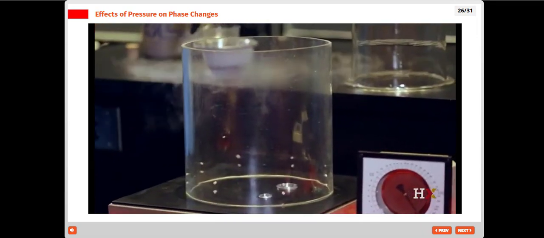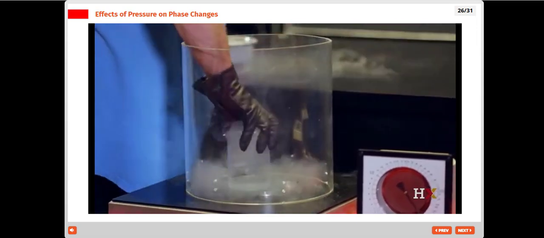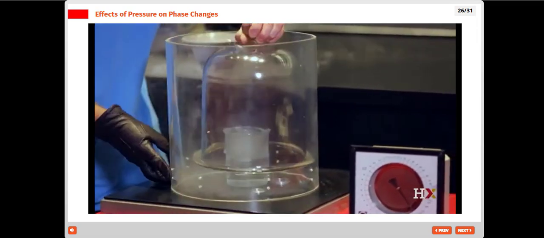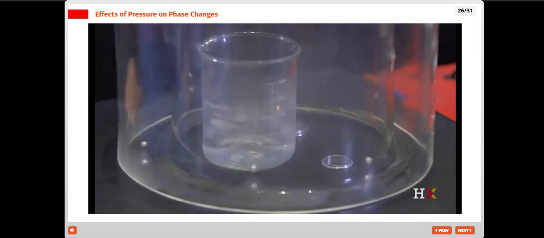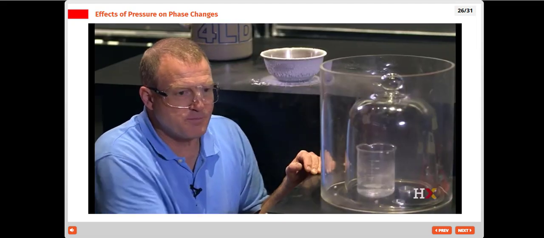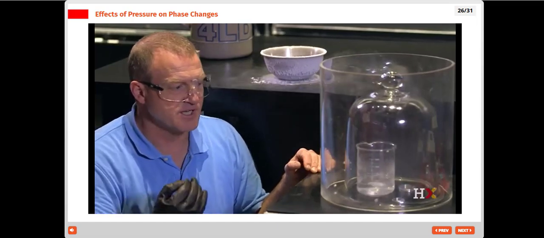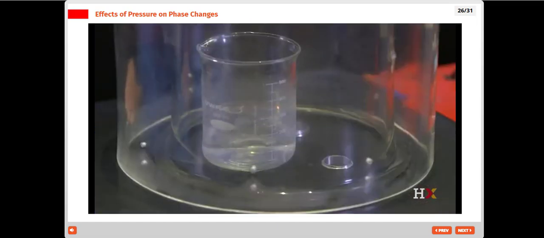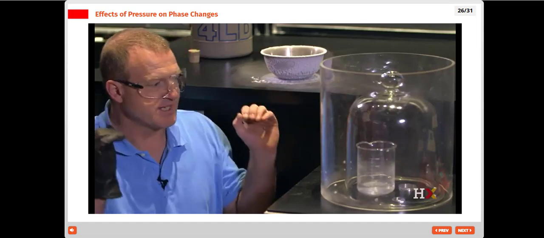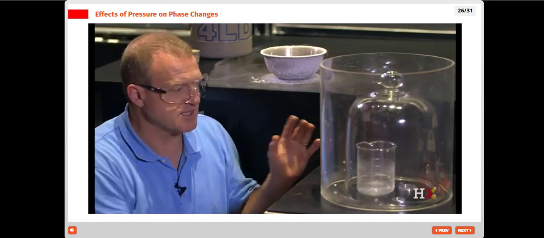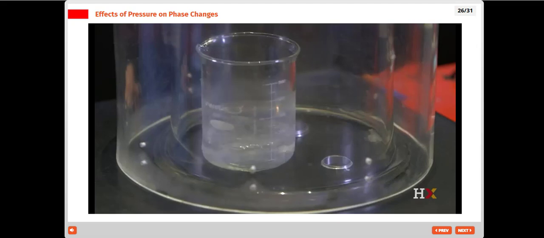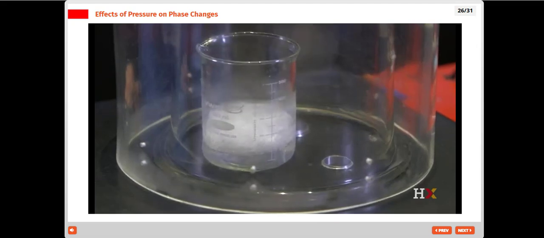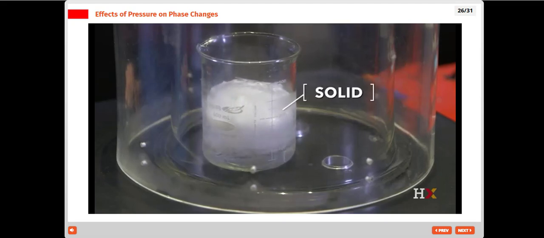and then quickly. So the nitrogen is boiling now because the pressure over it is lower than its vapor pressure. It's internal heat that's causing it to boil. It boils, it cools, and then what we see is solid nitrogen. Here is dry ice.